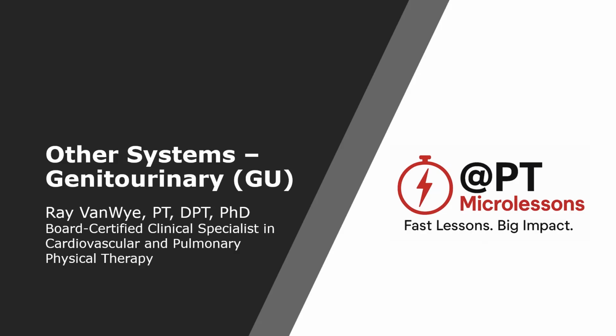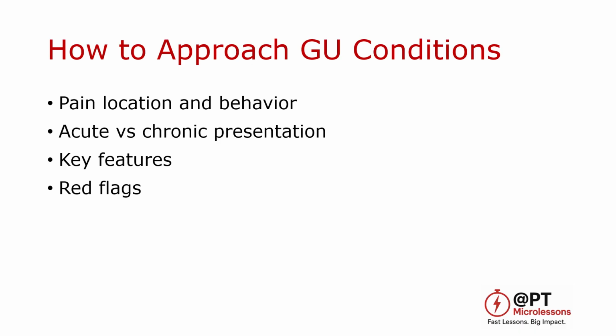In this lesson, we're going to look at common genitourinary conditions relevant to PT practice. First, let's start with a framework that helps us determine the cause of the patient's symptoms. We can use the location of pain to identify the likely organ, then determine whether the condition is acute or chronic, and lastly look at key features. This includes pain, urinary changes, such as frequency or urgency, and systemic symptoms. Overall, we can then use this framework to create a triad for each condition.